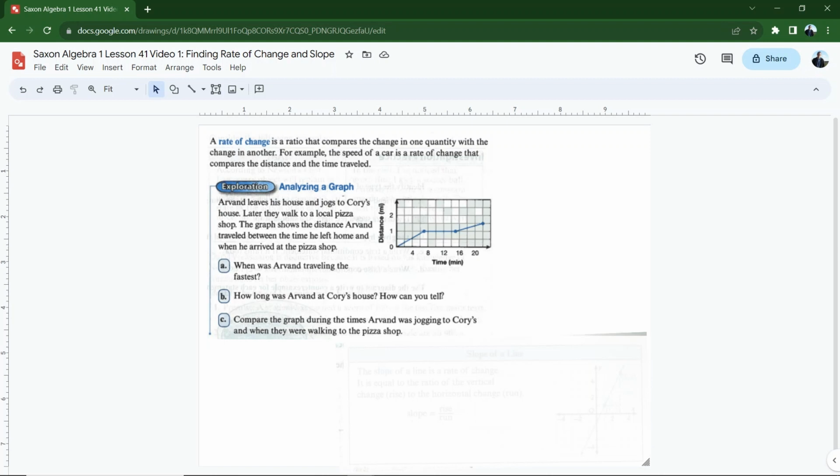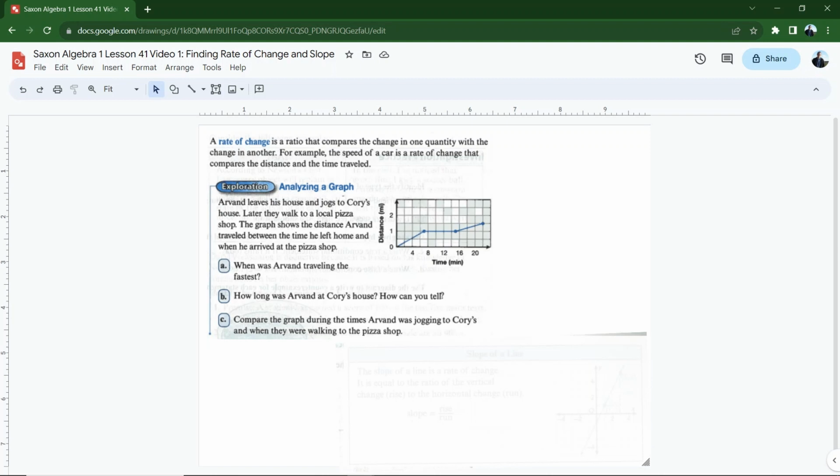Well, he's traveling the fastest when he has the greatest rate of change. What that means is I'm looking for the steepest slope on this graph. Here, this is sloped pretty steep, not too steep, but pretty steep. Here I have a flat slope. That means that Arvind was not moving during this time. He was probably at his friend Corey's house before he went to the pizza place. And then they walk kind of slowly to the pizza place. This slope is not as great as this slope.